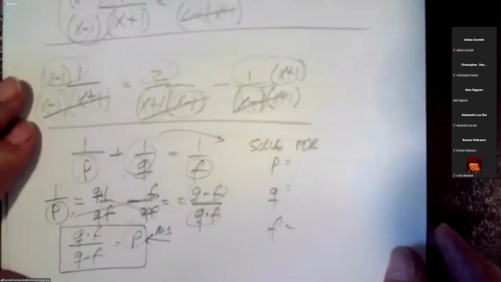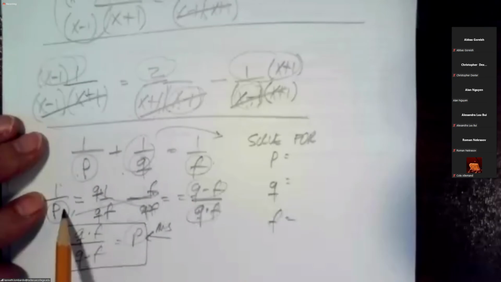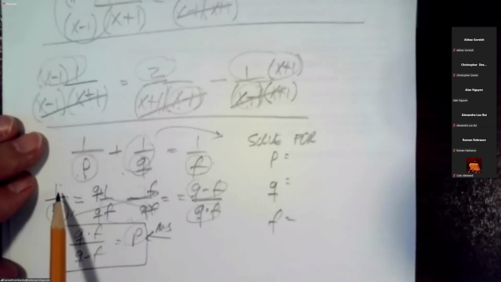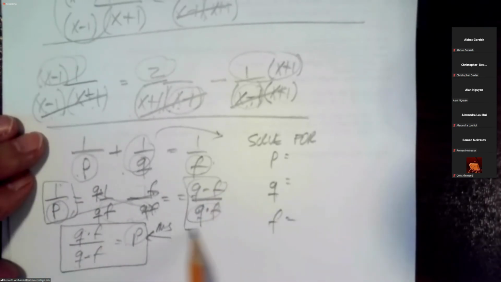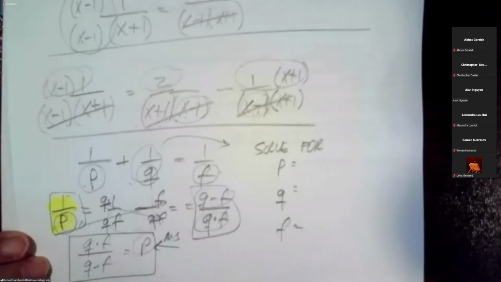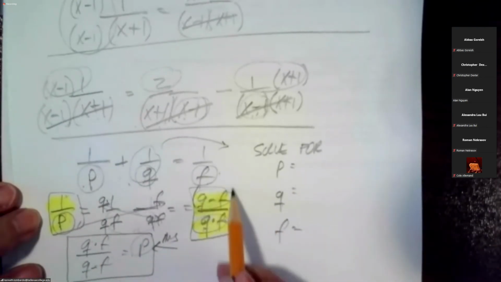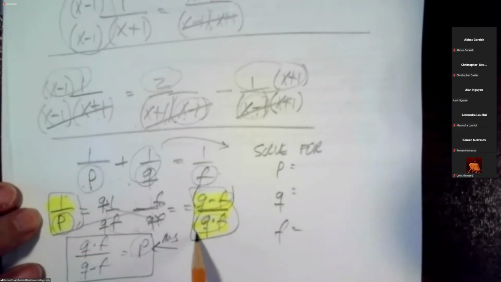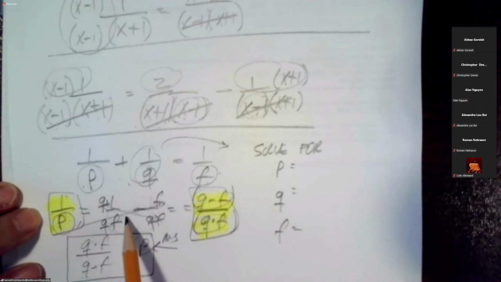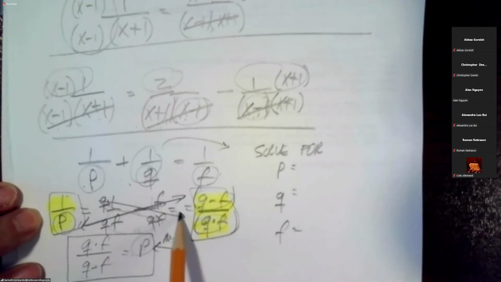Oh, okay, I'll go then. So to get P, did you basically just invert it? Or is it something else? Well, I cross multiplied. I took this and cross multiplied. I start off with 1 over P and the quantity Q minus F over QF, and I cross multiplied. I went that way and I went that way.